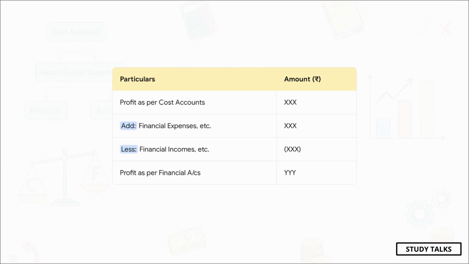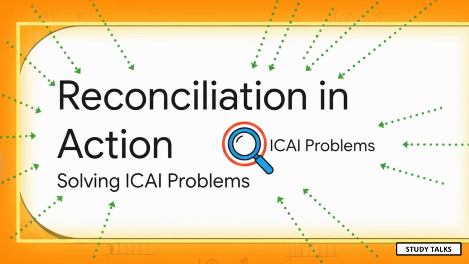It's super simple. You can start with either profit figure. It really doesn't matter. Let's say you start with the profit as per cost accounts. Then you just make a list of all the things that need to be added and all the things that need to be subtracted based on the rules we just went over. We're literally just taking all those culprits we identified, the financial-only items, the notional costs, the overhead differences, and we're adjusting for their impact one by one. And if you do it right, the number you end up with will match the other profit figure, down to the last rupee.